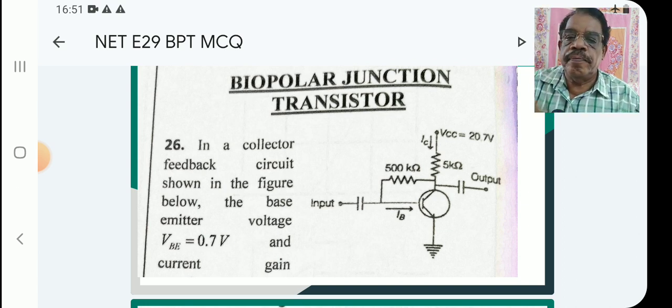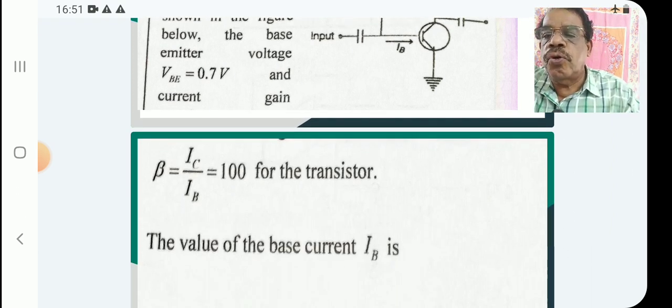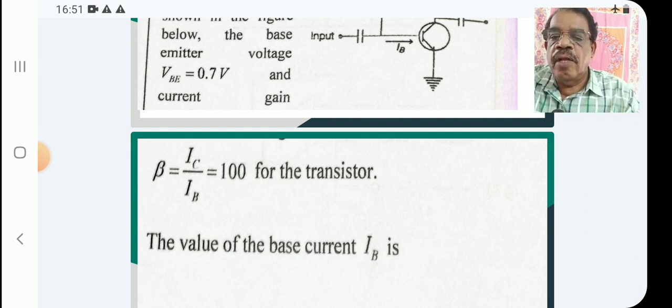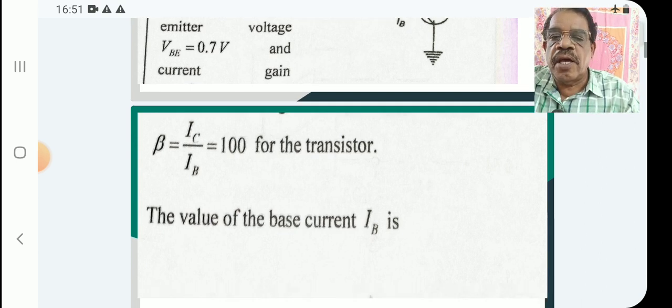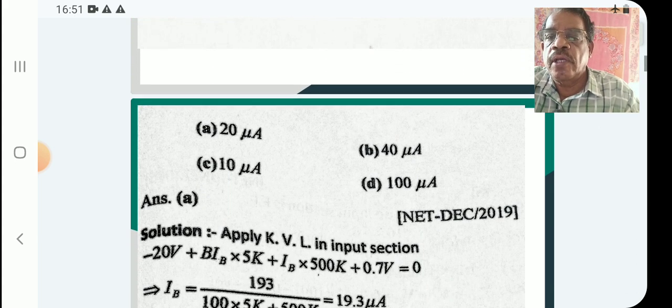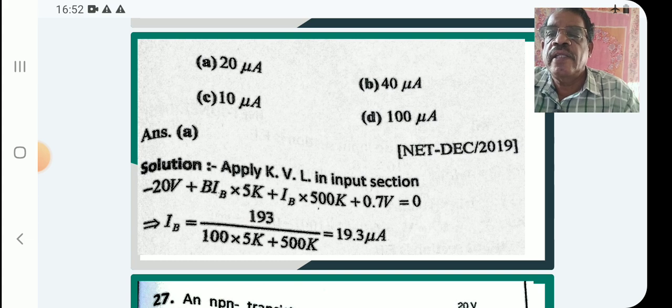Beta, you know, is IC by IB, which is 100 for this transistor. The value of base current IB is asked. The value of base current IB is: A, 20 microampere; B, 40 microampere; C, 10 microampere; D, 100 microampere. The answer is A, that is 20 microampere. The calculation, you can do it directly here.